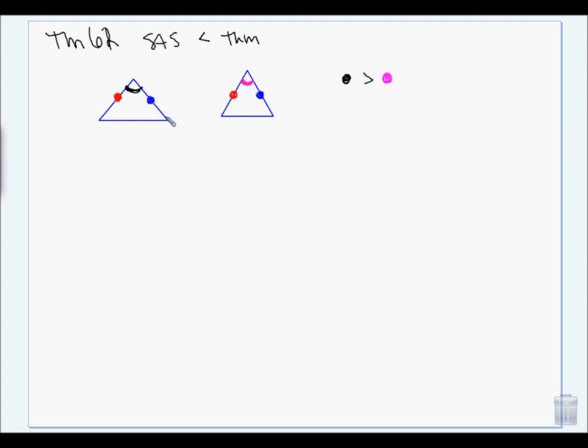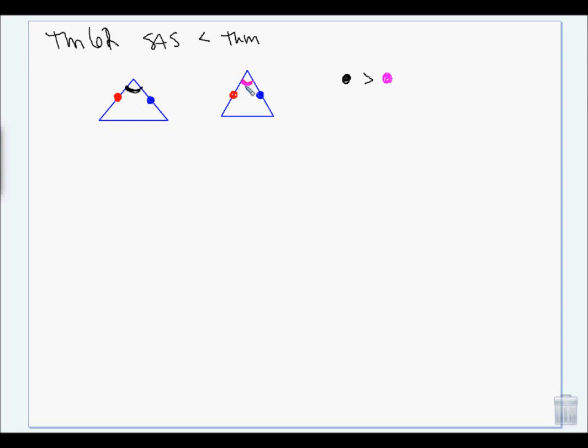No, not necessarily. I could have this be 4 and this be 5 and this be 4 and this be 5, but that angle could be 70 and this angle could be 30. It changes the length of the third side. That's why you have to have sides, angles, and sides that are congruent for the triangles to be congruent; the angle has to also be the same. So these two triangles aren't congruent.